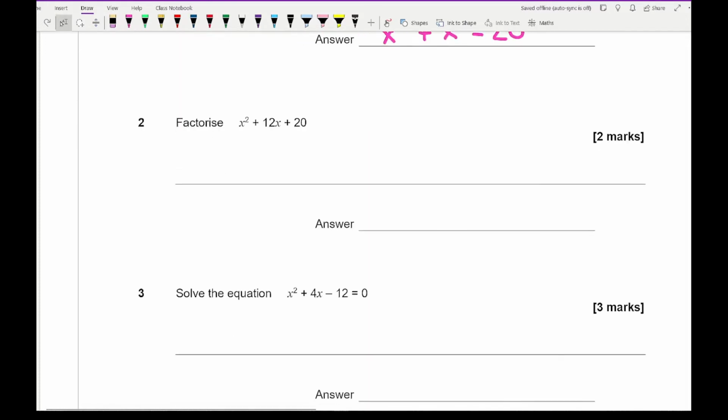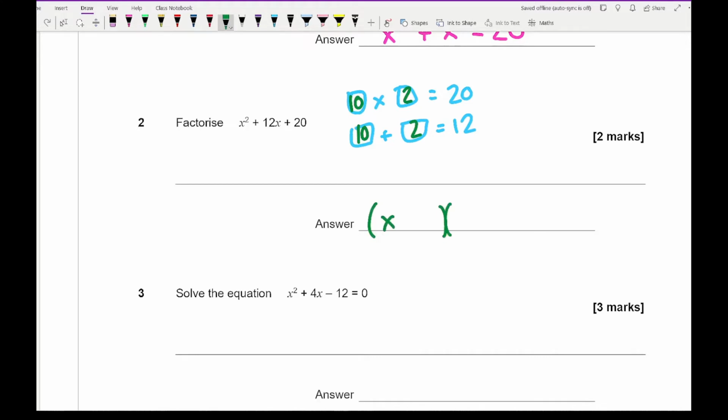For question 2, it says to factorize x squared plus 12x plus 20. Here what we need to do is introduce double brackets. What we're looking for is 2 numbers that multiply together to give you positive 20, and added together give you positive 12. The 2 numbers you should have are 10 and 2, so they're going to be our numbers inside the brackets.